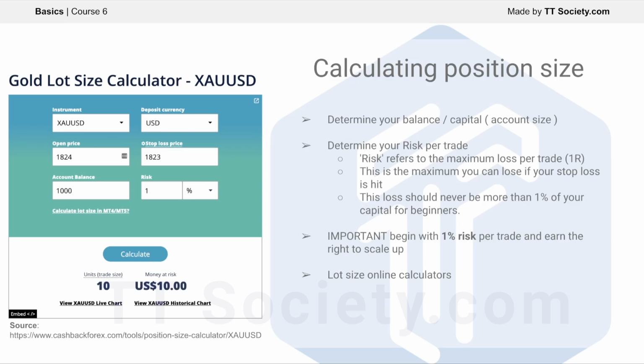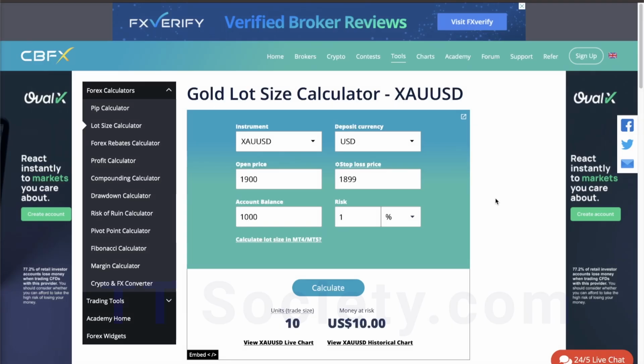Lot size online calculators, that's what we're going to look at right now as an example of how we're actually doing that. We've navigated to an online calculator here, looking at gold USD. Opening price, $1,900. And I'm going to set my stop loss price at $1,899. So $1 move. My account balance is $1,000 and I risk 1%. I'm hitting calculate and my money at risk is $10. The units, the trade size is 10.